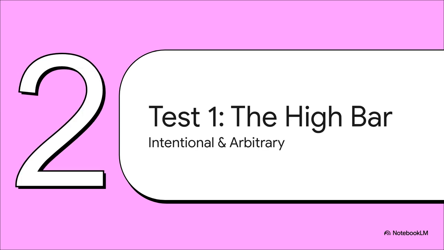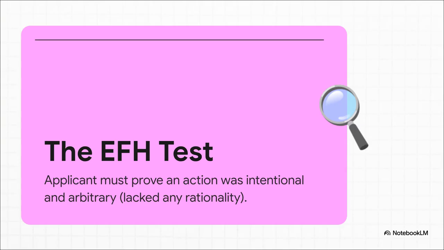Let's start with our first contender. And I gotta tell you, this test sets an incredibly high bar for anyone trying to challenge a government action. It's known as the intentional and arbitrary test. So what makes this first test, the Eng Fong Ha test, so tough? Well, it's a 1-2 punch.